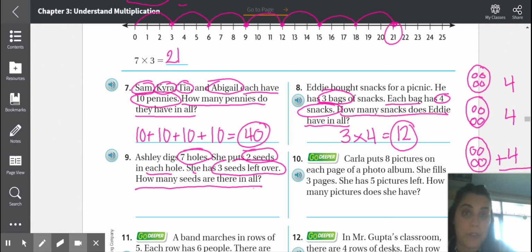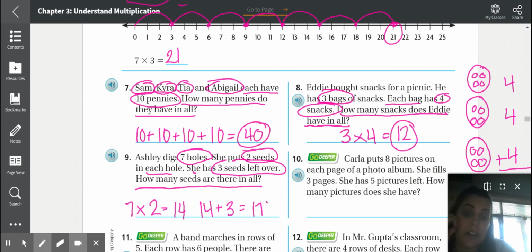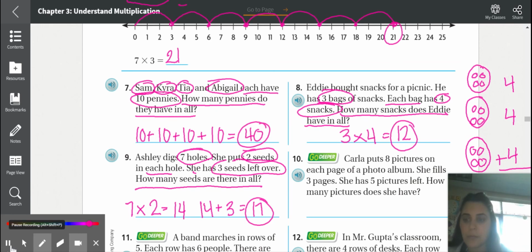Let's start with the equal groups. How many holes are there? 7. And she puts 2 seeds in each. That's 7 times 2. Well, 7 times 2 is 14. And then she has 3 seeds left over. So that would be 14 plus the 3 seeds. So 14, 15, 16, 17. So that would be 17 seeds. Okay, let's keep going.